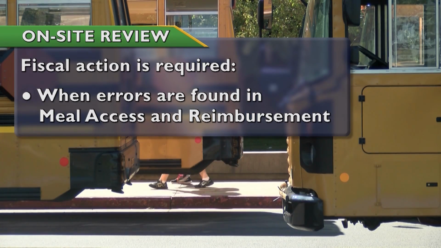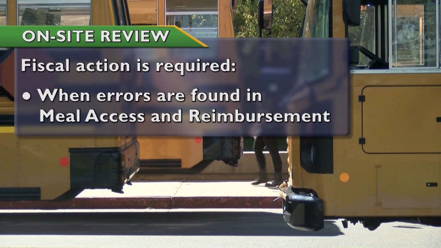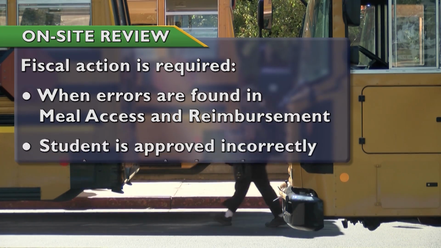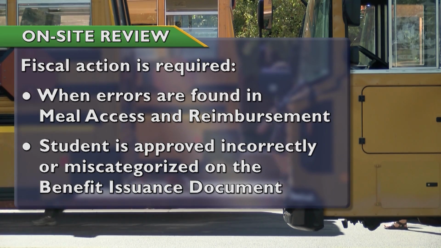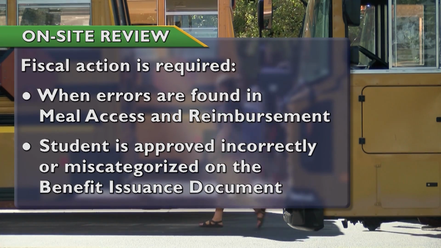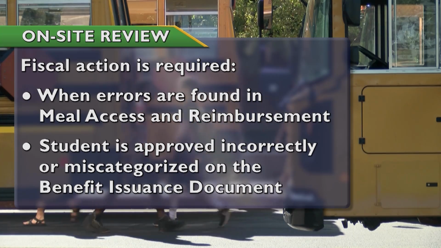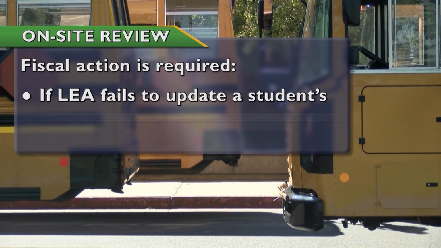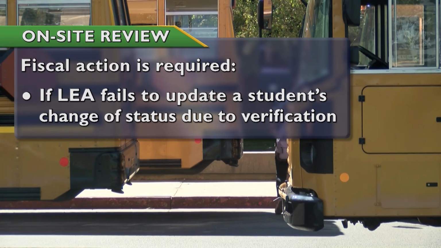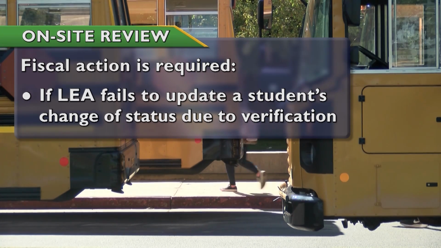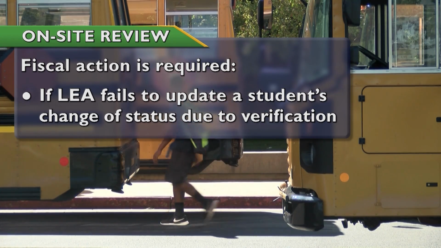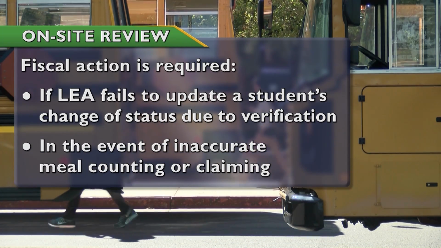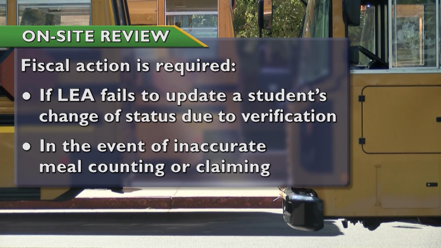Fiscal action is required when errors are found in meal access and reimbursement. For example, a student approved for reduced price benefits is approved incorrectly or miscategorized on the benefit issuance document as free. Fiscal action is also required if the LEA fails to update a student's change of status as a result of verification. Fiscal action is required in the event of inaccurate meal counting or claiming.